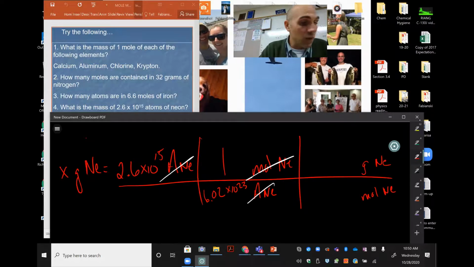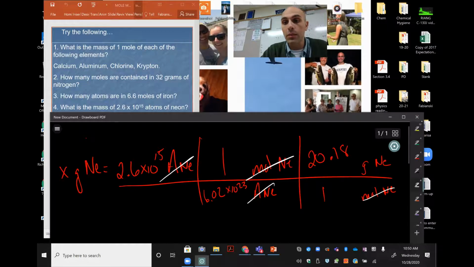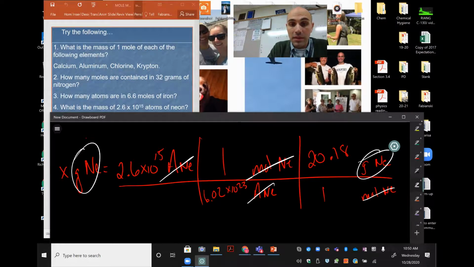And you will see that for every 1 mole of neon, it is 20.18 grams of neon. And that allows us to cancel out the moles. We wanted grams of neon, we got grams of neon. Everything on top is multiplied, everything on the bottom is divided. And when we go through and do this, let's see, 2.6 times 10 to the 15th times 20.18 divided by 6.02 times 10 to the 23rd.